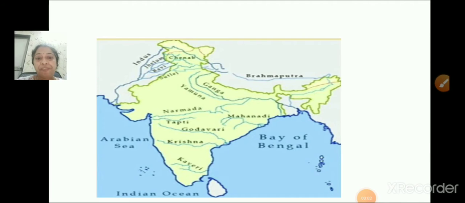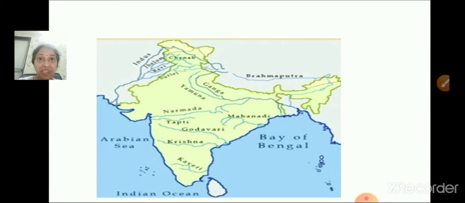Children, from where do these rivers get water? Yes, these rivers are mainly fed by the melting snow in the Himalayas. That is why they have water throughout the year. And such rivers are called perennial rivers.